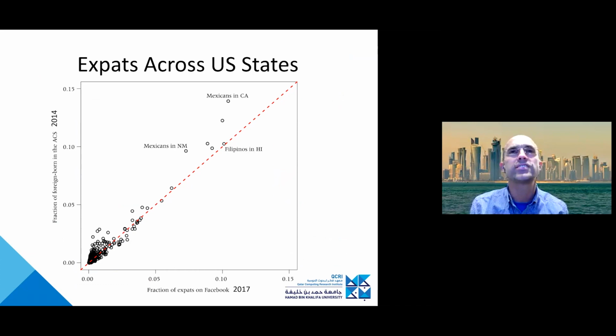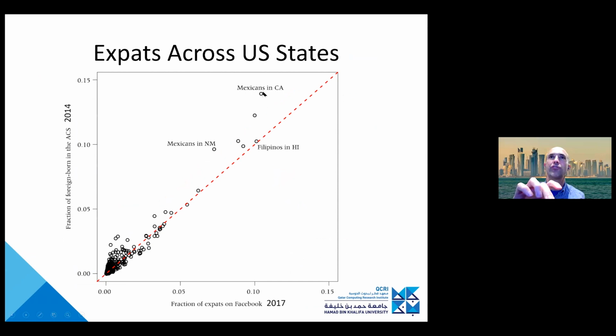Right. So we started validating this data first in the context of the US. What you're looking at here is that every data point is a combination of country of origin and a host state in the US. For example, this data point here means somebody who was born in Mexico, or comes from Mexico, there are different definitions, but lives in California. Now there are two axes. On the Y axis, you have the fraction of foreign born in the American Community Survey in 2014. They have a definition of foreign born.